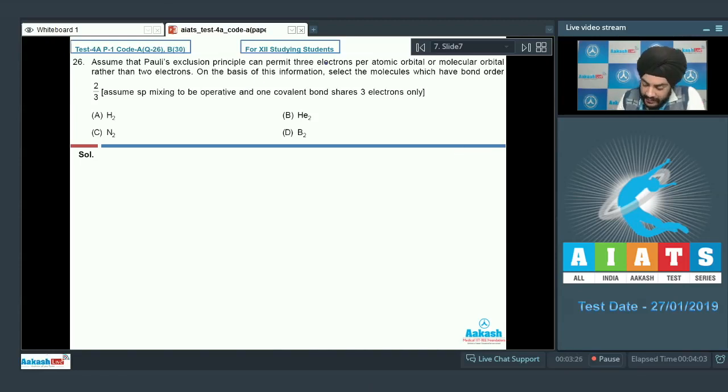Assume that Pauli's exclusion principle can permit 3 electrons per atomic orbital or molecular orbital rather than 2 electrons. On the basis of this information, select the molecules which have bond order equal to 2 by 3. So we have to assume that sp mixing is operative and one covalent bond shares 3 electrons only. So students, what is going to happen now is that the bond order shall be equal to number of bonding electrons minus number of anti-bonding electrons upon 3. So we have to use this 3 as it is given to us that one covalent bond shares 3 electrons.